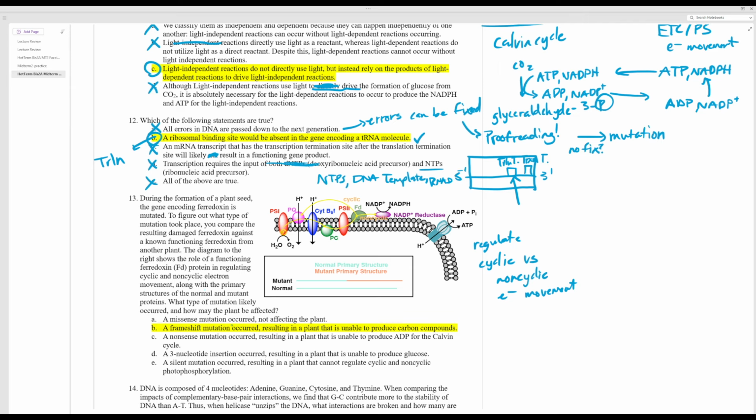So, then we look at the primary structures of the normal and mutant proteins. Let's look at the normal protein. We just have this long blue sequence, and this is the normal primary structure. If we look at the mutant, about halfway through, all of a sudden, we get a mutant primary structure. So, everything in the first half is just fine.